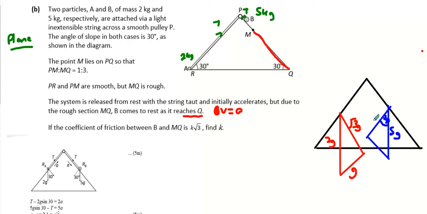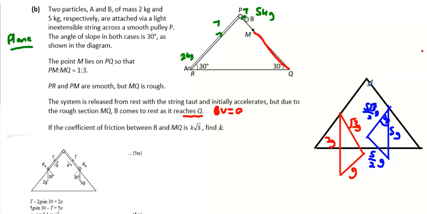Now 5G, so this is a 5G cos 30, which would be 5 over 2 G. Oh, sorry, not 5 over 2 G, 5 root 3 over 2 G. 5 root 3 over 2 G, and then down here is simply going to be 5 sine 30, which would be 5 over 2 G. Okay. So far so good.